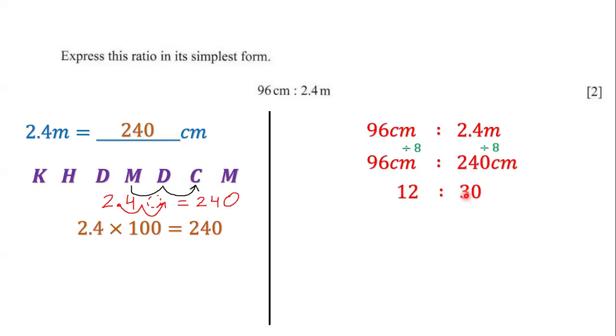No, we could put 6 into them. We could definitely use 6, because 6 goes into both of these numbers. 12 divided by 6 is what? It's 2. And 30 divided by 6 is 5. So the ratio is 2 to 5. Very good.